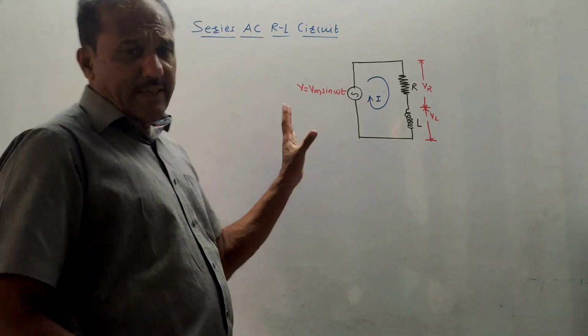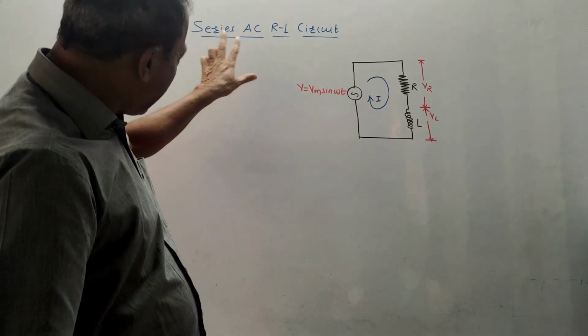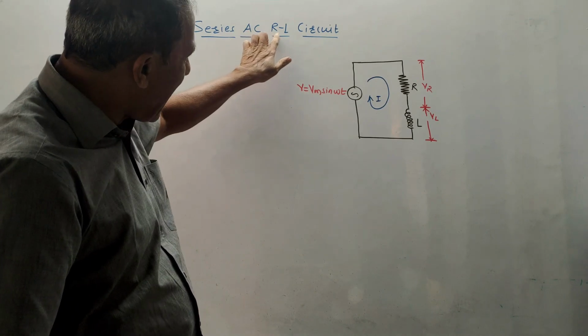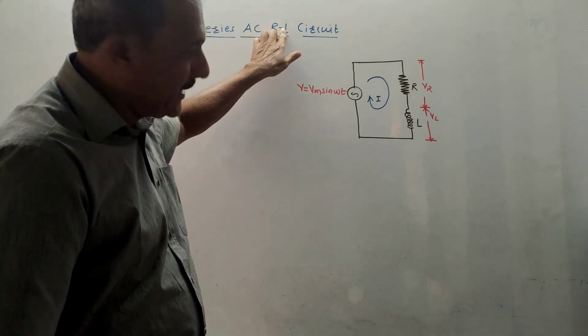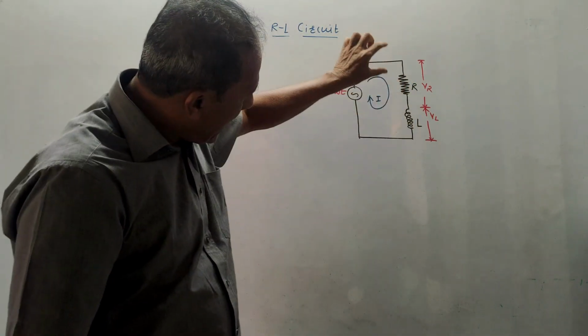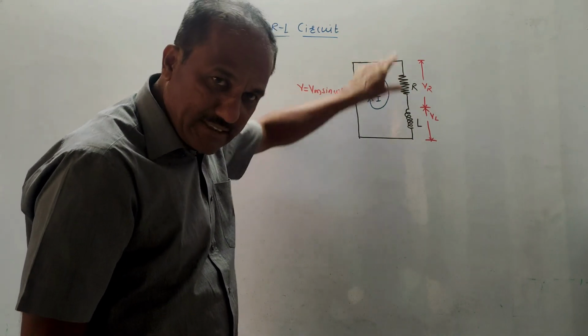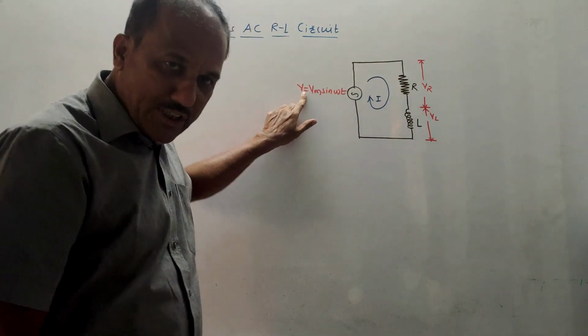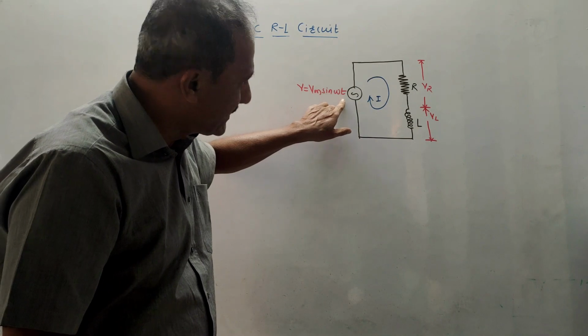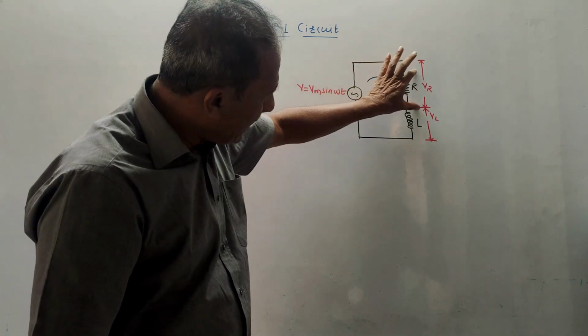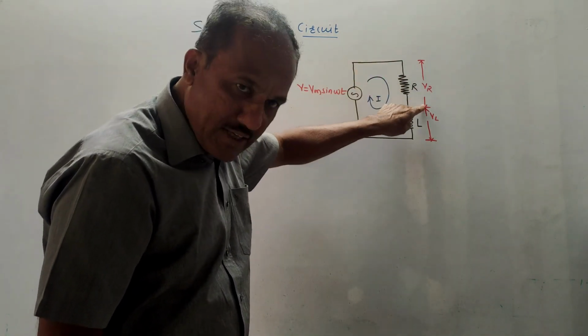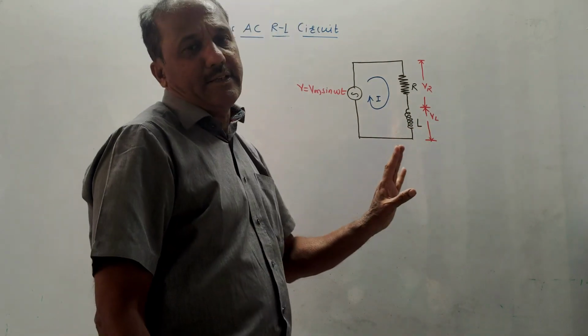So without wasting time, let us start the topic. As the name indicates, it is a series RL, resistor inductor circuit. The diagram is pretty simple. I have drawn one resistor and inductor in series. Supply voltage is V equals Vm sin omega t. VR is the voltage across the resistor, VL is the voltage across the inductor.